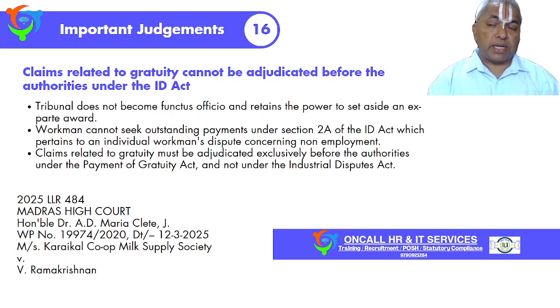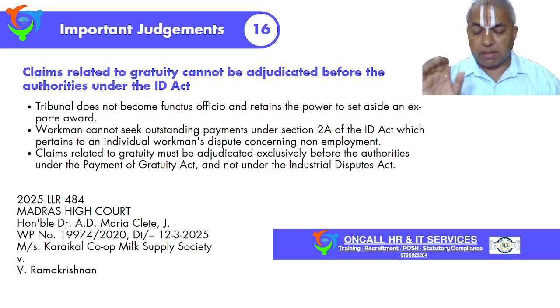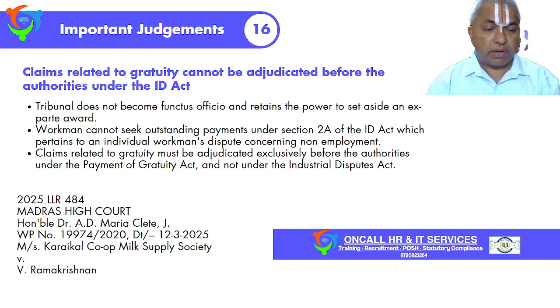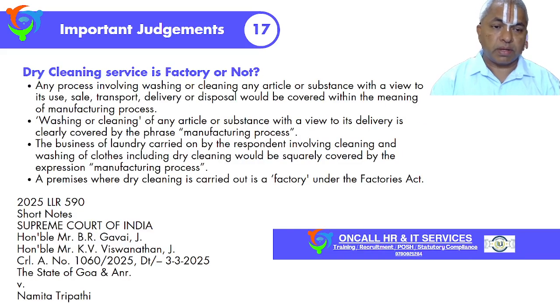Gratuity claims. Any dispute where you should receive payment, you have to go to the controlling authority of the Gratuity Act. There only we have to raise it. We cannot raise it under Section 2A of the ID Act. The ID Act covers employer-employee conflicts of another kind. This gratuity payment will not come under the ID Act. That's why you have to approach the proper authority. That's what was given by the Madras High Court in the Karaikal Cooperative Supplies Society versus Ramakrishnan case.